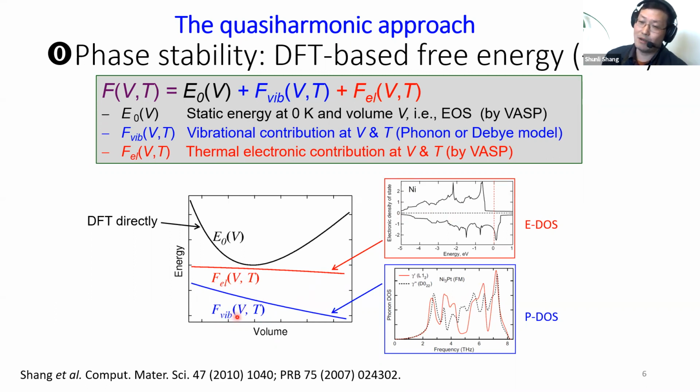The vibration is also a function of V and T. Its 0K property is only a function of volume. When we add them together, we get what we call the Helmholtz free energy as a function of V and T. Based on this one, we can predict the phase stability.